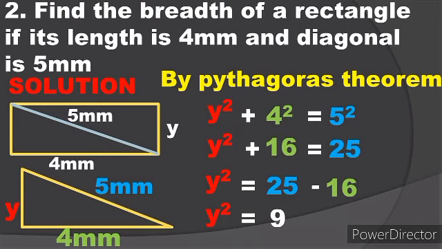Now we want y because that is our unknown breadth. So we are going to root both sides. Remember I told you to remove the square, you root both sides. When you root both sides, square root cancels square, which leaves y. So therefore, what number will multiply itself to give you 9? The answer is 3, because 3 times 3 will give you 9. So the square root of 9 is 3. So we have 3 millimeters, which is our opposite, and it becomes our unknown breadth. So the answer to our question is 3 millimeters.